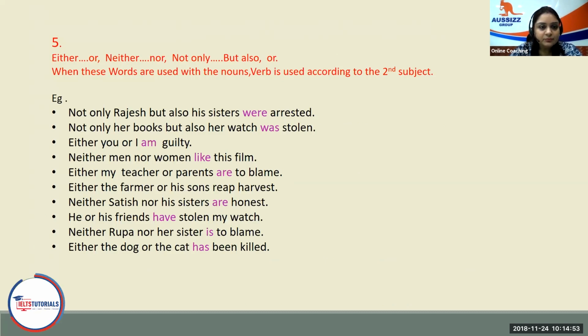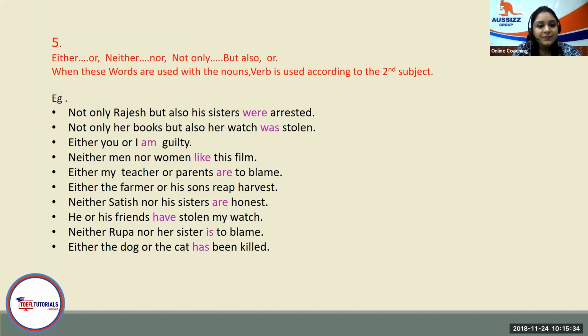For example, not only Rajesh, but also his sisters were arrested. Okay. Not only Rajesh, but also his sisters. What is my subject number 2? Sisters were arrested. Okay. Next, not only her books, but also her watch. Now, not only her books, subject number 1, that is plural, but also her watch, subject number 2. And my verb also goes with the subject number 2, was, because my watch is singular. Okay, the watch particular subject is singular, so was. So not only Rajesh but also his sisters were. Not only her books but also her watch was.